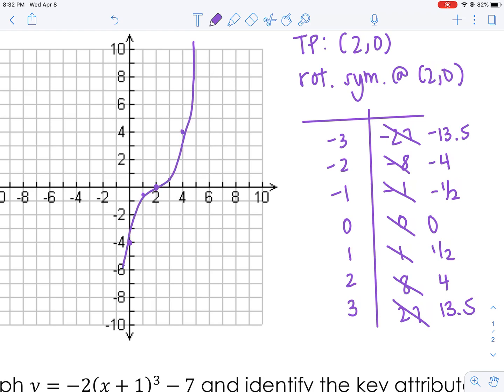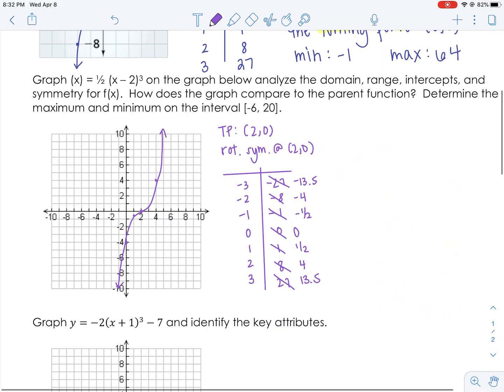Really bad at drawing these. Shocker, can't draw the curves.